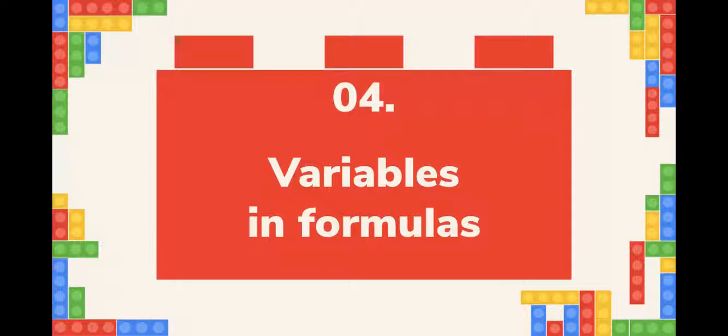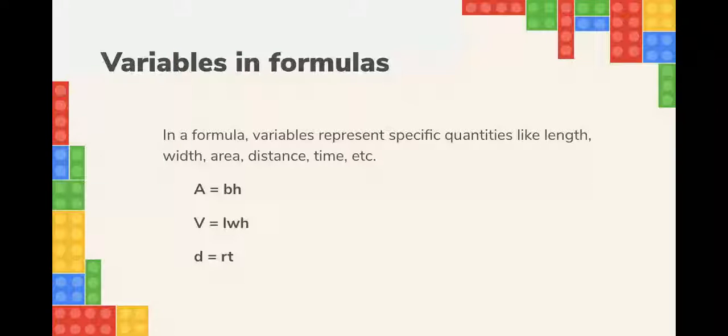Variables are also used in formulas. In a formula, variables represent specific quantities like length, width, area, distance, time, etc. In the first example, the capital A represents area. Area is equal to the base multiplied by the height. And that's how you find the area of a rectangle or a parallelogram. The capital V stands for volume. Volume of a rectangular prism is found by multiplying the length times the width and then multiplying that by the height.